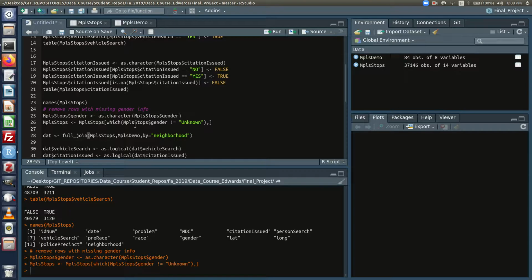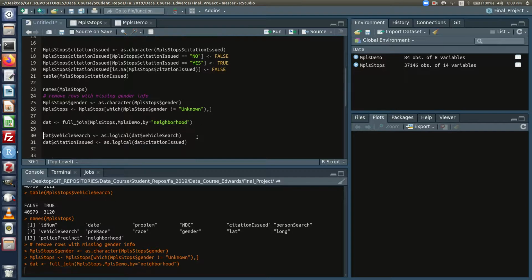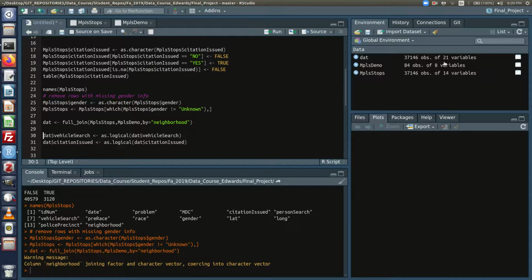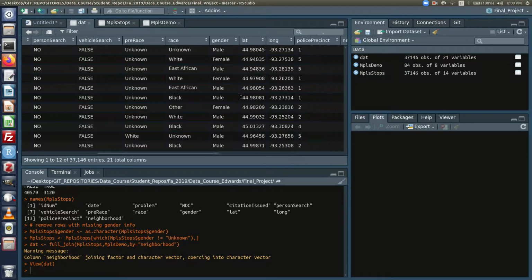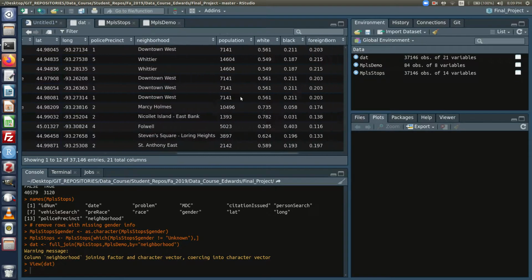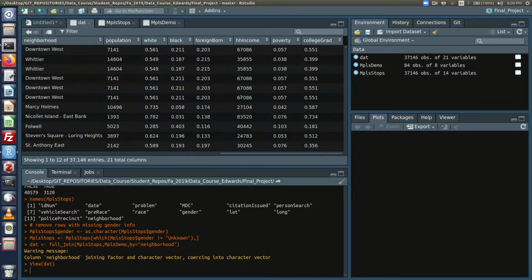Now I'm going to join our two data sets. Our MplsStops here, now down to 37,000, and MplsDemo, and I'm going to join them on that neighborhood column. So we got dat. If we look at dat, we've got all our citation stuff, gender, lat and long, neighborhood, and then info about that neighborhood. So we can use these as predictors.